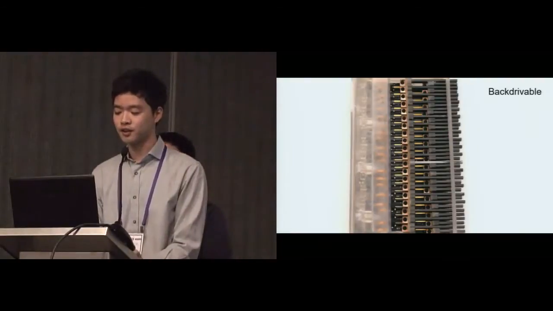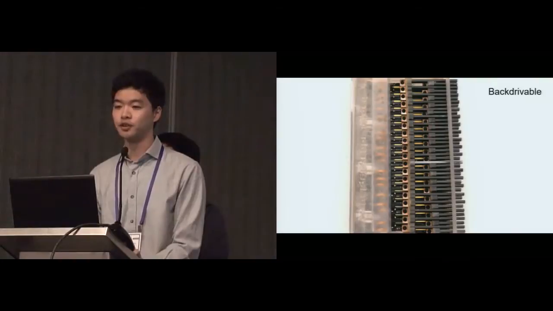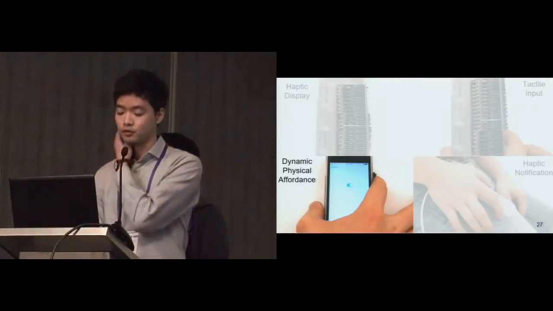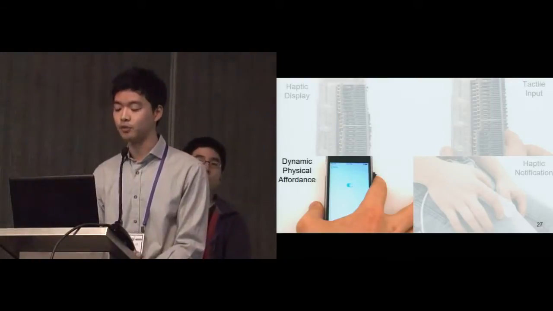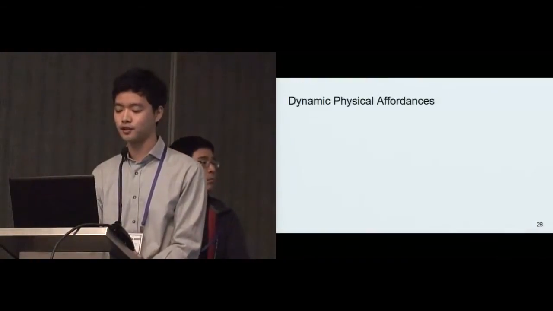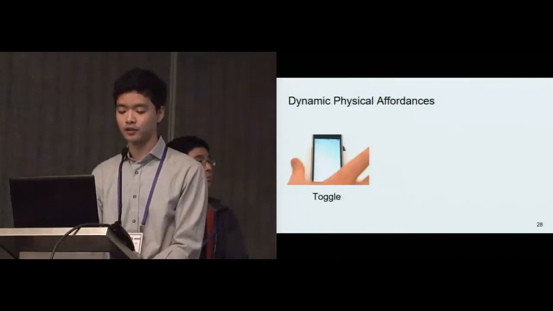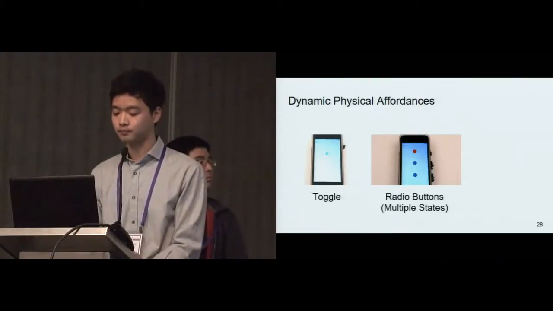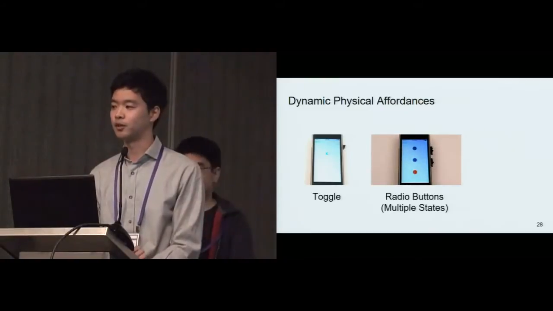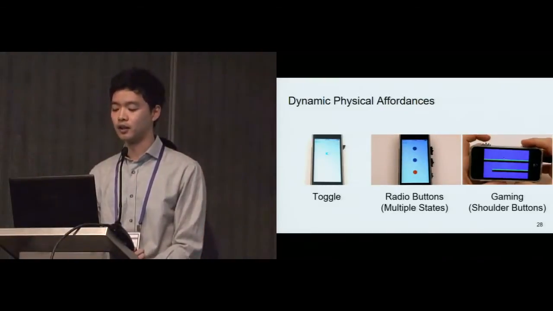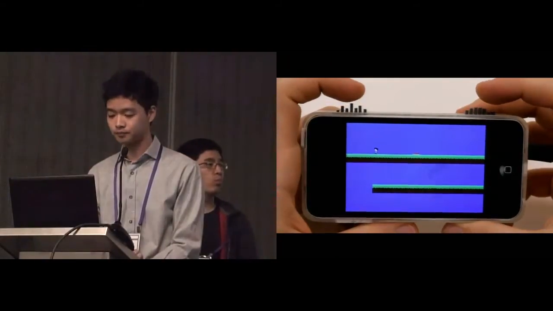Although we don't have position sensing currently, it will be easy to implement, and then we'll be able to detect the user's force also. And so with the previous two features, Haptic Edge Display can provide various dynamic physical affordances. It can work as a toggle, radio buttons in which there are multiple states of the button to indicate which one has been selected, and shoulder buttons for natural ergonomics and gaming applications.